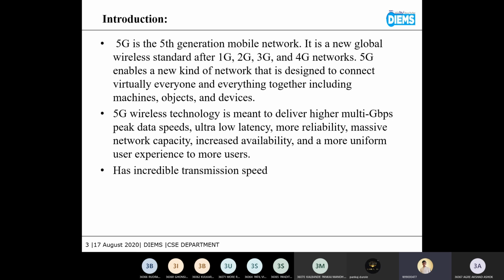5G is also designed to connect virtually everyone and everything together, including machines, objects, and devices. Mainly, 5G is the advanced version of 4G. What 4G doesn't give us, 5G gives us. It gives us more bandwidth, more data speed, and everything compared to 4G. It has incredible latency. Latency is the delay between the user's action and the web application's response. The latency between a user and the web application is low due to 5G technology.